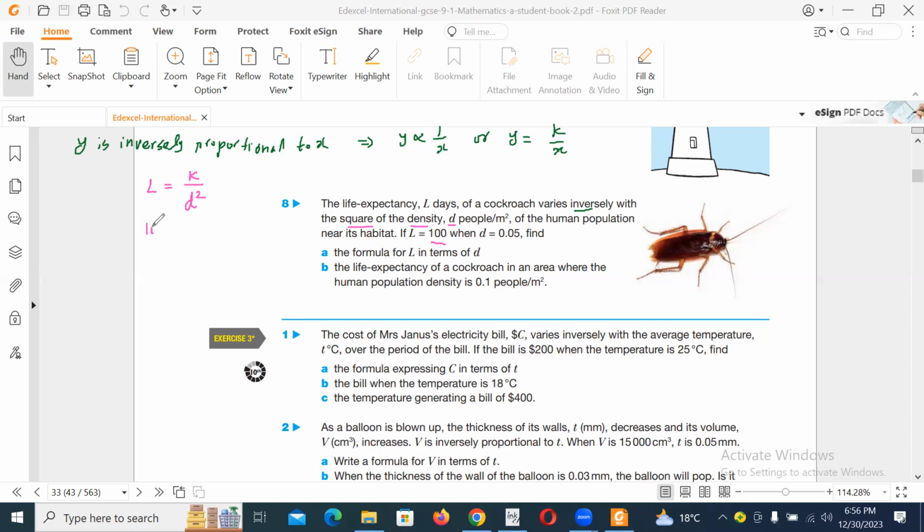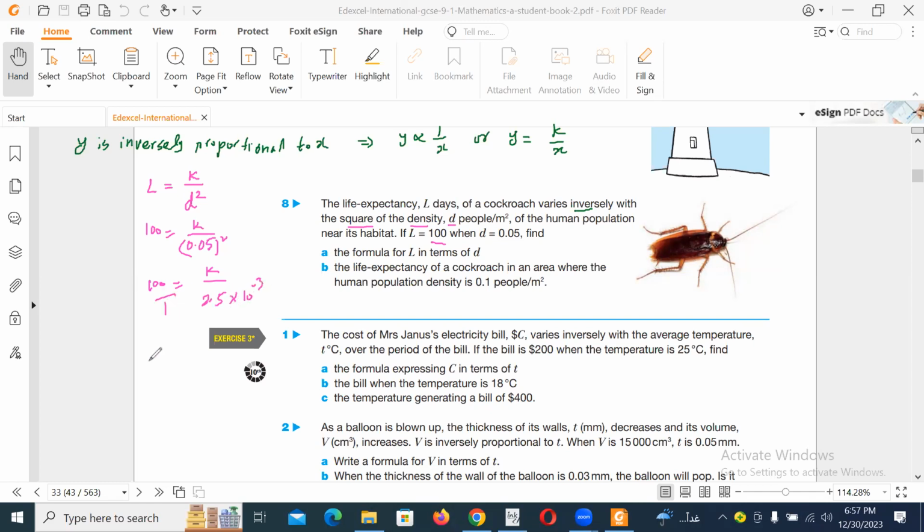I will replace here 100 = K over D squared. D is 0.05, but it is squared, okay? Check in your calculator, so we will find out 100 is equal to K over 0.05 squared. If I check 0.05 squared, it gives me 2.5 × 10^-3.